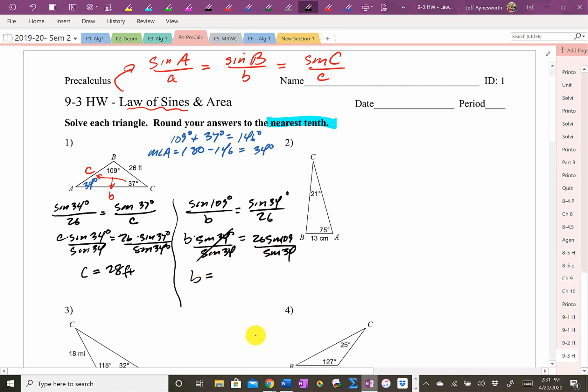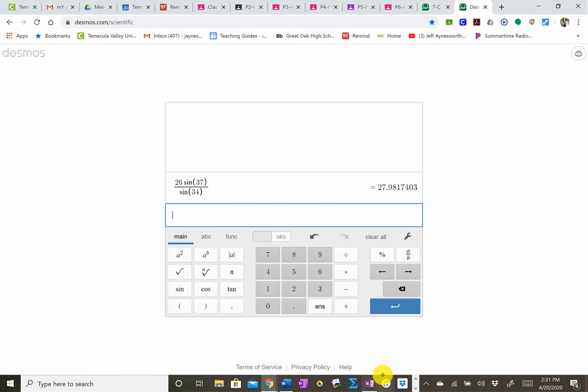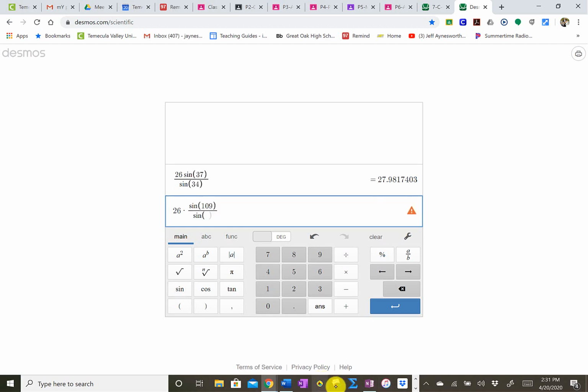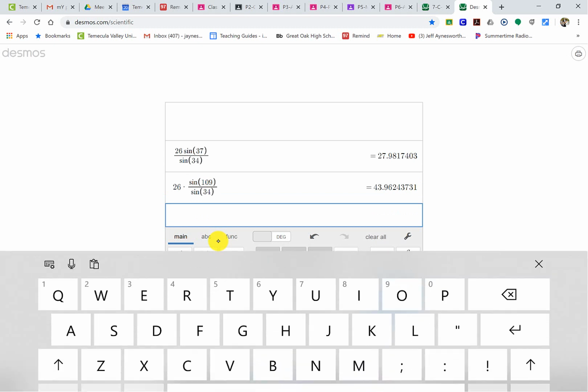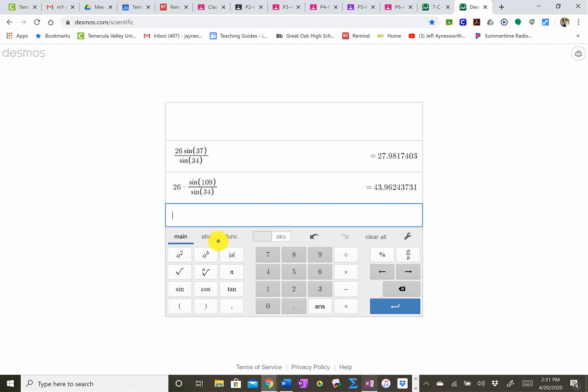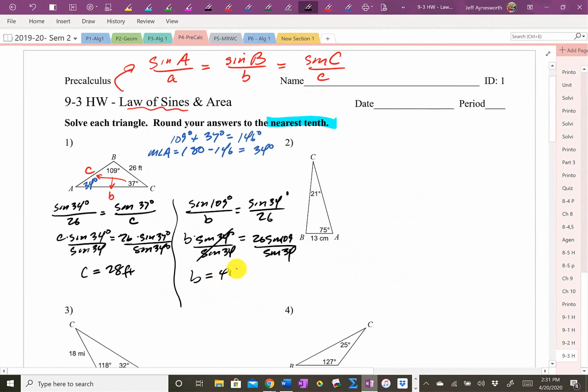All right, and b is equal to something here. So 26 times the sine of 109, and then divide that by the sine of 34. So type in 34 degrees, round it, and it's about 44 feet. When you round it to the nearest tenth, 0.96, you round up to 44. So you get about 44 feet here. Okay, that's all it takes. You just need to know the angle and its opposite side.